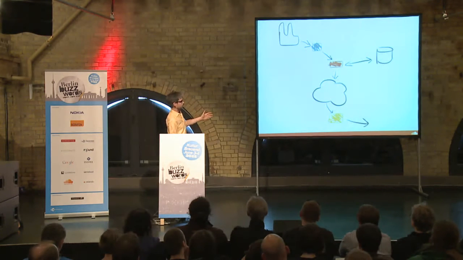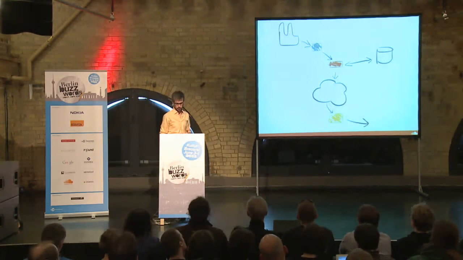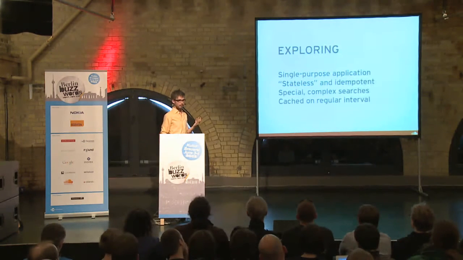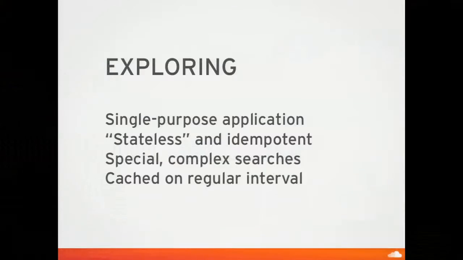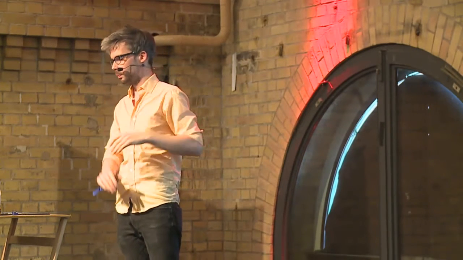Okay, so there's kind of the big picture of the basic search pipeline. There are some other products that are built on top of Elasticsearch. For example, we have this Explore tab. If you go to SoundCloud, there's an Explore tab up there. That is also in the back end a single-purpose application, which is stateless and idempotent. I put stateless in quotes because what it does is, on a regular interval, make kind of complex queries into our Elasticsearch cluster, which are keyed in or predefined for each of the things we want to expose.